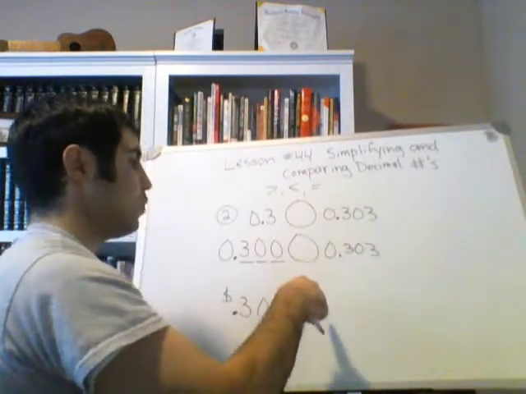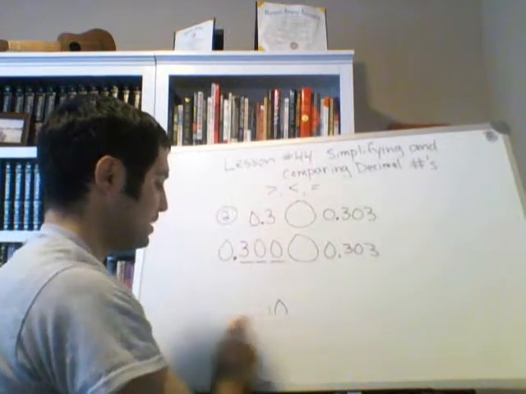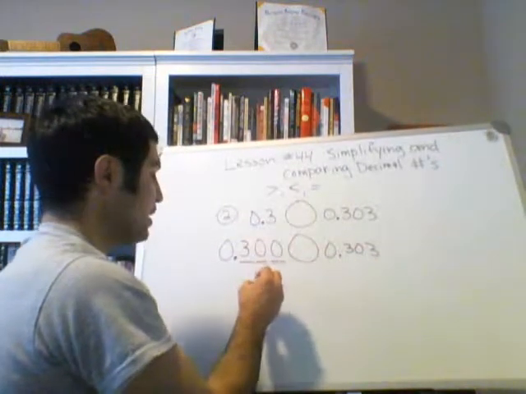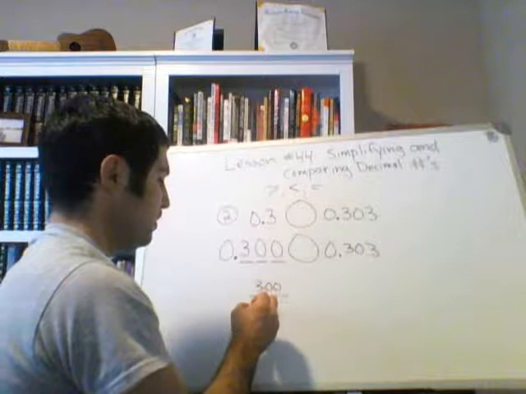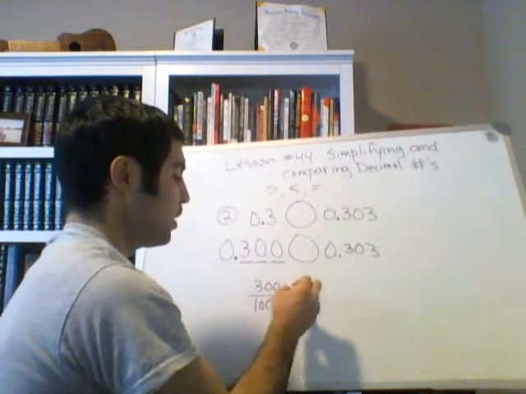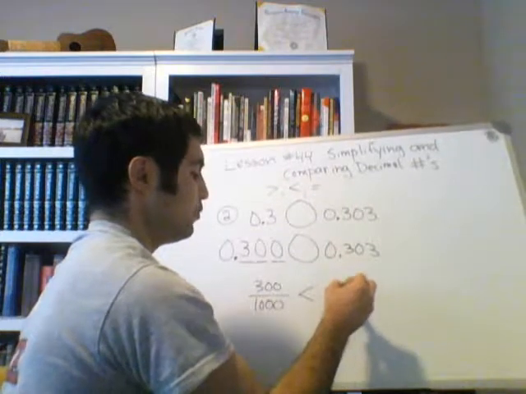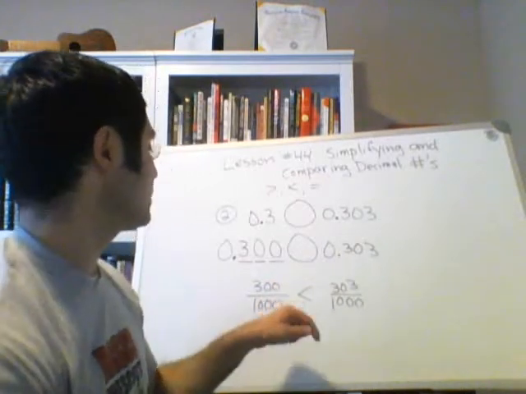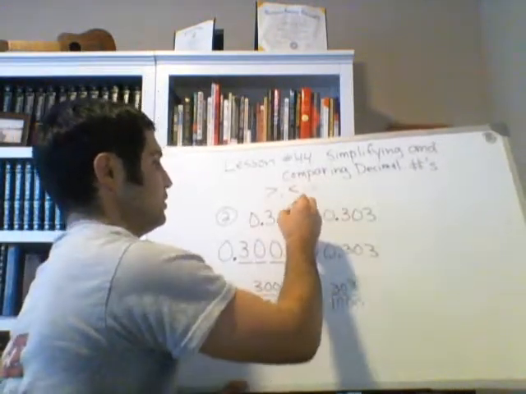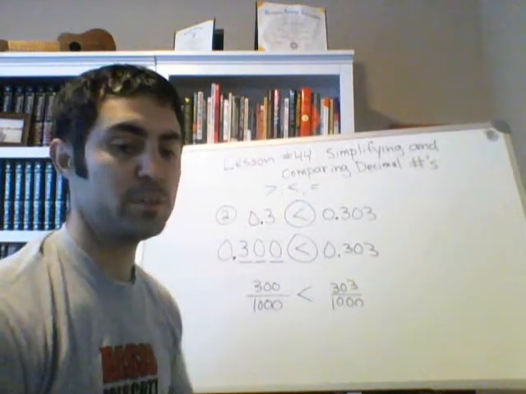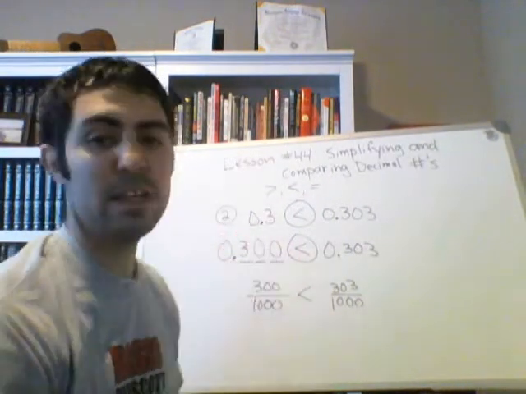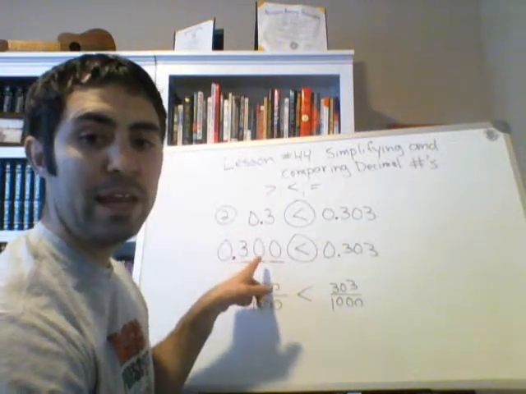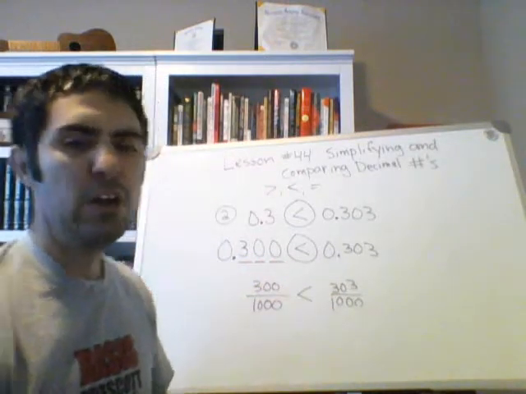0.303. Alright, what is bigger? 300 thousandths or 303 thousandths? I'm going to erase this. Clearly, 300 thousandths is going to be smaller than 303 thousandths. This number right here has 3 more thousandths than this does. So it is slightly larger. Okay? So that is how you compare numbers. Basically, as the opposite of simplifying a decimal, you go to the first non-zero number and add some zeros after it in order to add understanding.